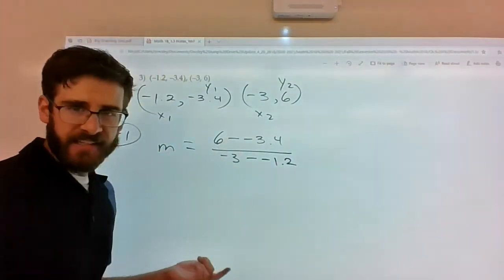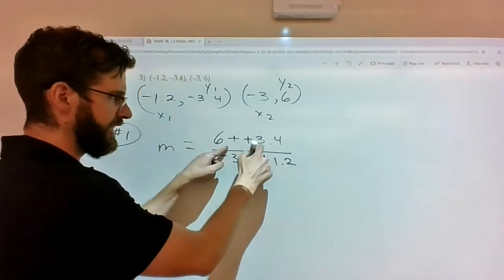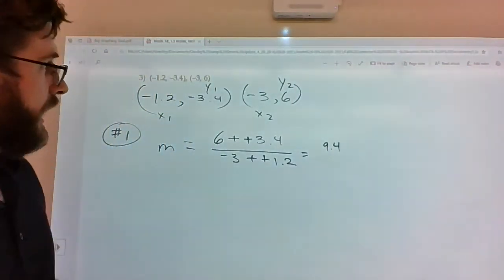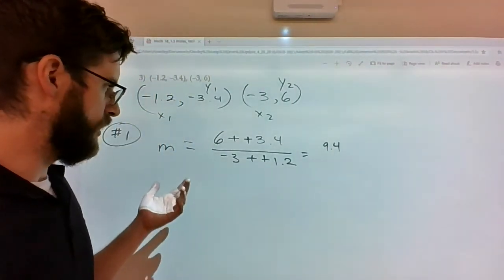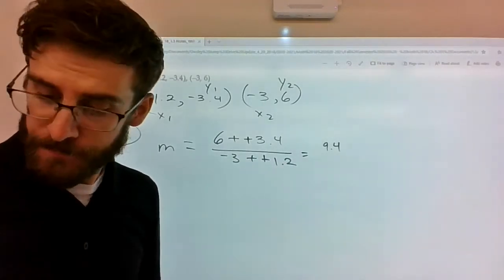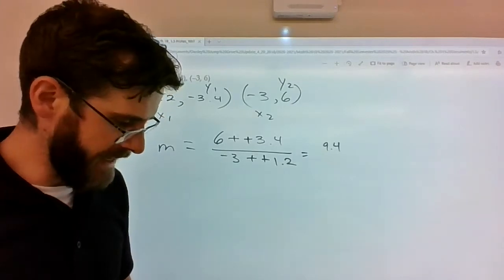So both of these minus negatives we can call addition. This is just going to be 9.4. And that's going to be divided by negative 1.8. And again, you can check it on the calculator. Yeah, negative 1.8.